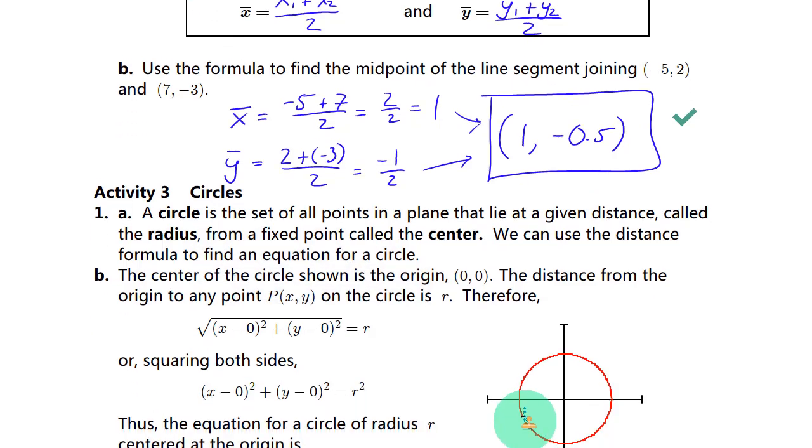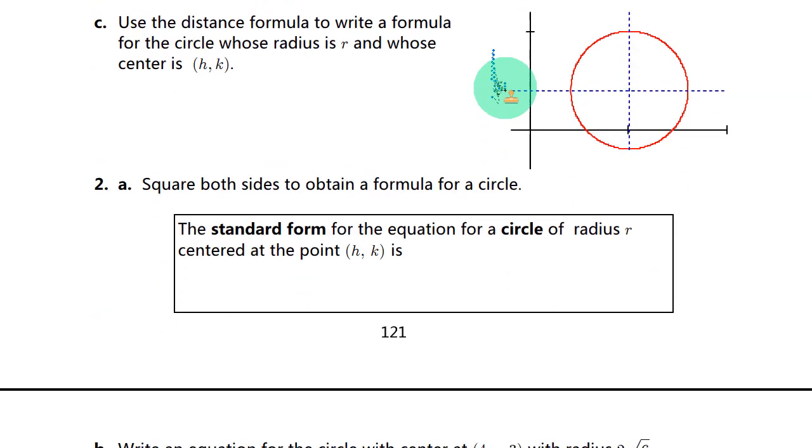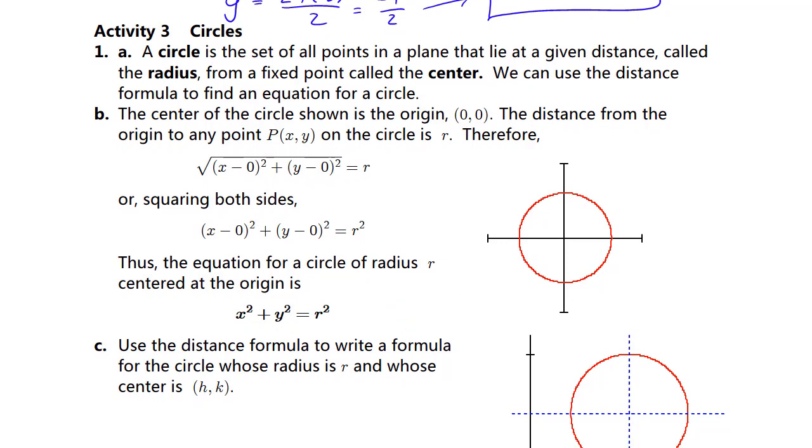All right, welcome back to activity 3. We're going to look at circles and how to get equations for circles. This is one that a lot of students find pretty tricky, but we're going to work through it. So a circle is, well, you know what a circle is, right? But we're going to get a more formal definition of a circle here.